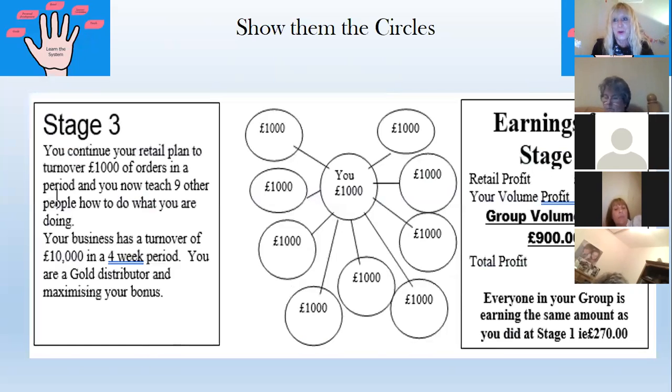And your group volume profit, they've all earned £60, same as you did when you turned over 1,000, but you are a personal sales group that is a 16% group. So the 10% difference for building that group gets paid to you, which is £900. Here we have £1,270 income part-time, and all you've done is share it with 10 of your friends.